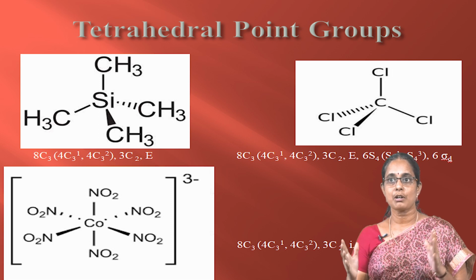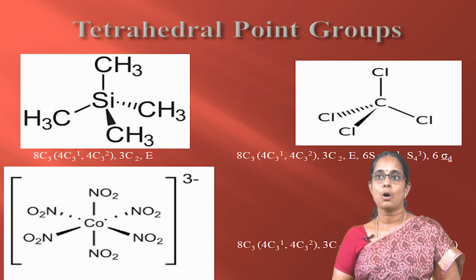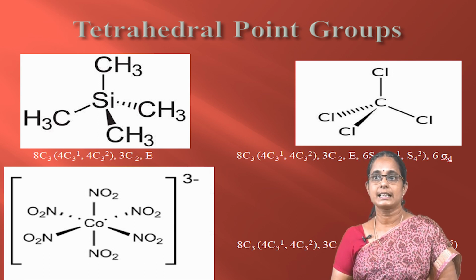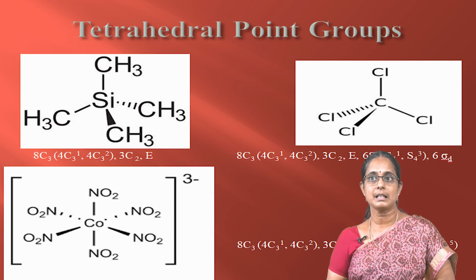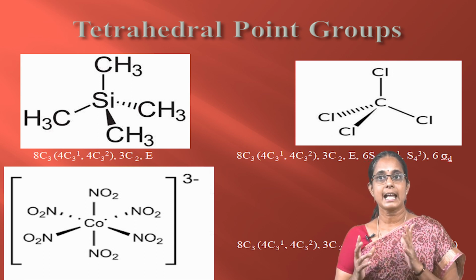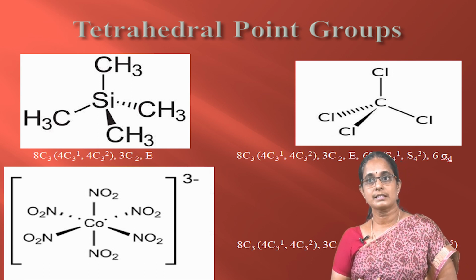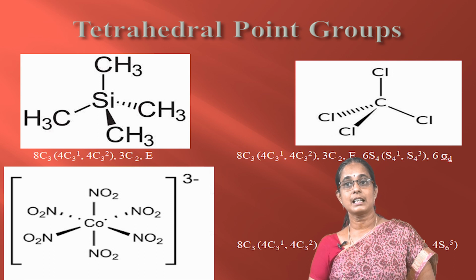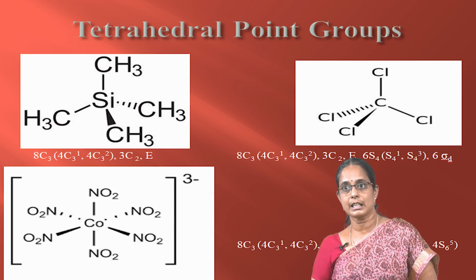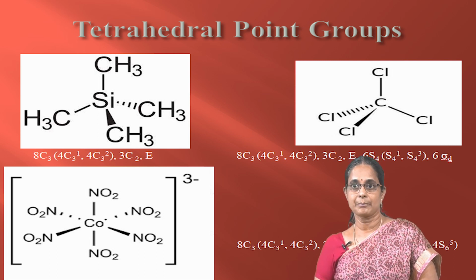All other types of elements, sigma V, i, Sn, are absent in these three groups. For the tetrahedral group, there is one example, Si(CH3)4. That is 8C3. In 8C3, there is 4C3 for the 1, and 4C3 for 2, and 3C2, and also identity. E is the identity.